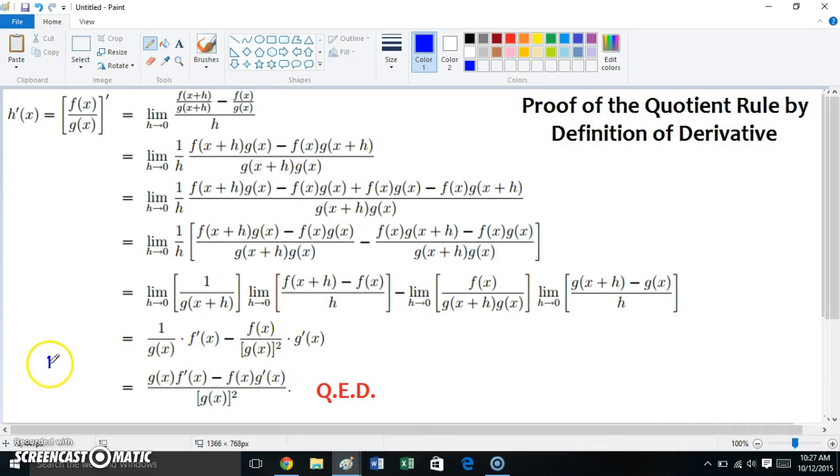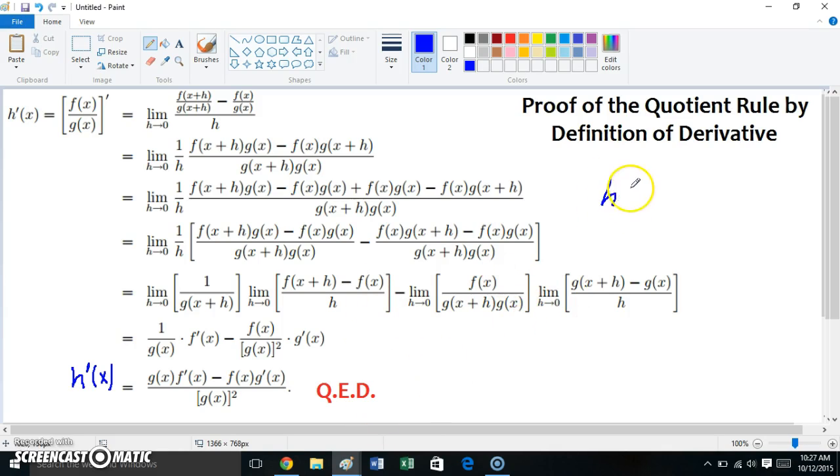Okay, and this is the derivative of h of x, sorry, it's the derivative of h of x, which is h prime of x. All right, and there is your proof by the definition of derivative of the quotient rule.